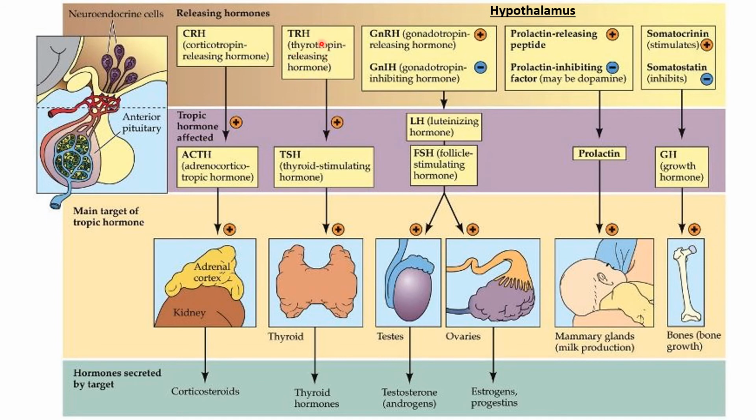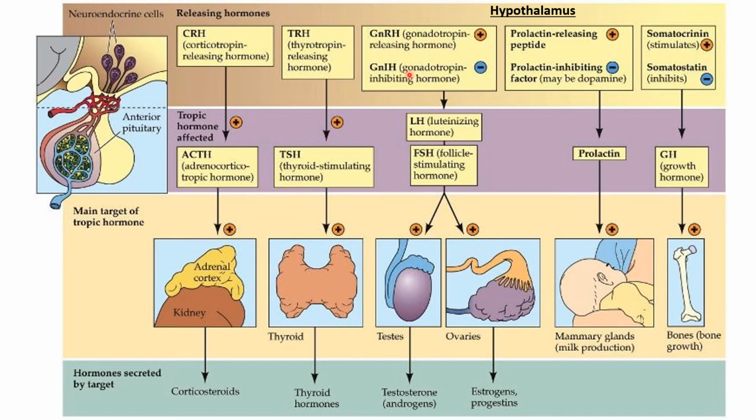Thyrotropin releasing hormone, it sounds kind of like thyroid, is going to have an effect on thyroid stimulating hormone, which is being released from the anterior pituitary. Thyroid stimulating hormone is going to go down to the thyroid and stimulate hormones from that to get released. So it's this big long chain reaction.